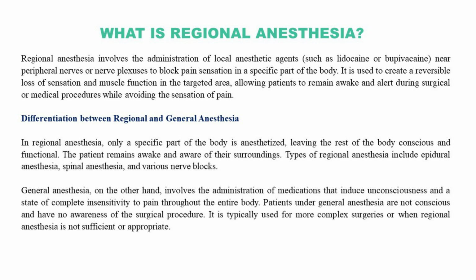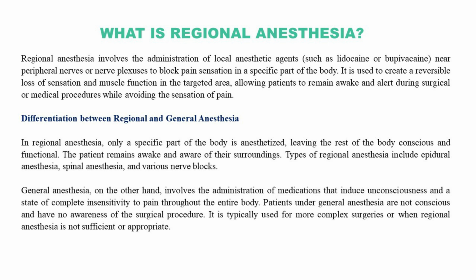2. Differentiation between regional and general anesthesia. Regional anesthesia. In regional anesthesia, only a specific part of the body is anesthetized, leaving the rest of the body conscious and functional. The patient remains awake and aware of their surroundings. Types of regional anesthesia include epidural anesthesia, spinal anesthesia, and various nerve blocks.